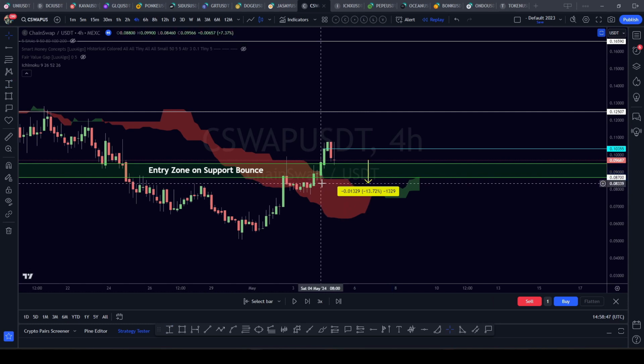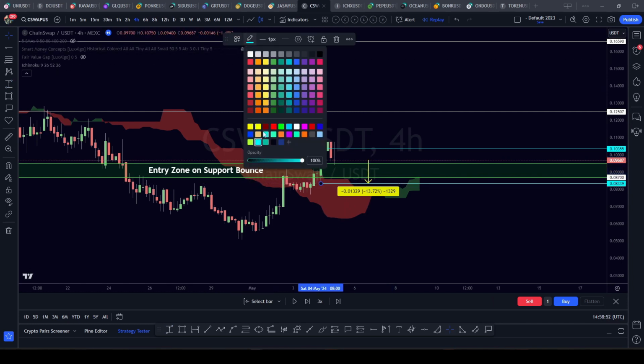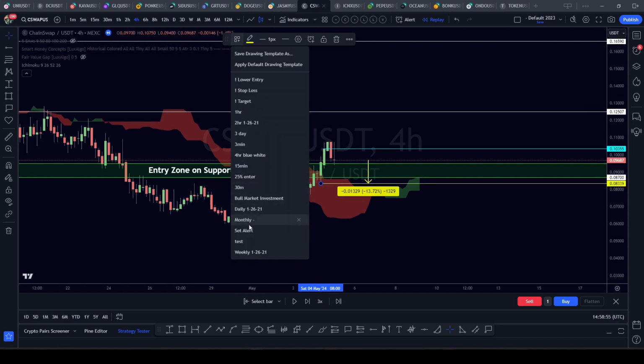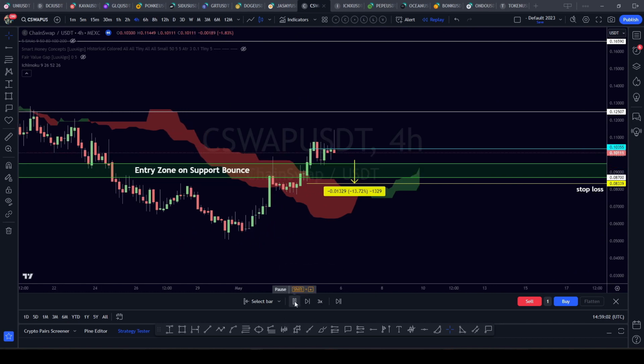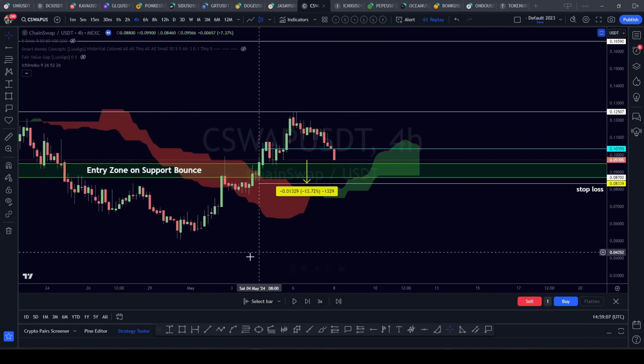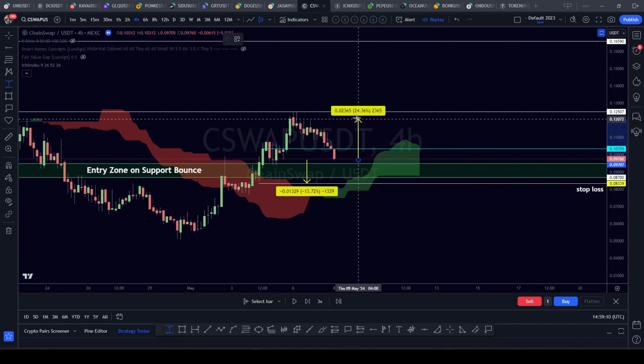So let's go and do Alt-J, and this is going to be yellow for my stop loss. And let's go ahead and just name this one stop loss. You can see it right here. And let's see if I get stopped out. Hopefully I don't, but nobody knows what's going to happen. Let's see, what was my first, even though it came down here.